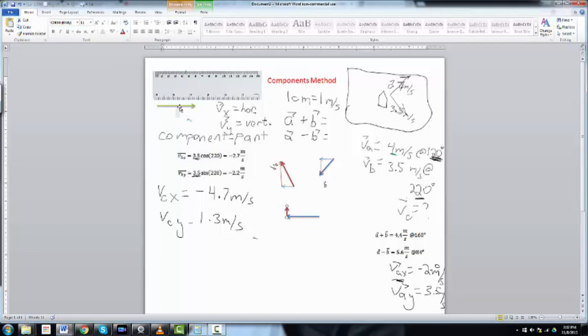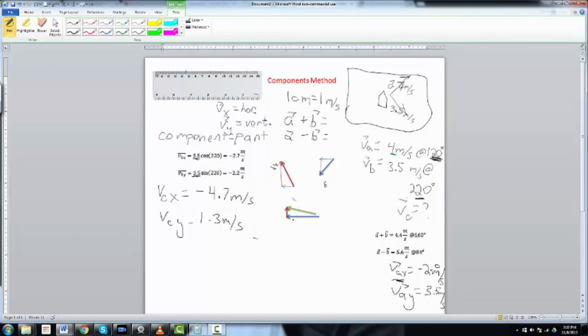So now, to find my C, I've got to figure out a way to find my C length. I know the length of my A. I know the length of my B. So I know A is negative 4.7 meters per second. I know this is a whopping 1.3 meters per second. So how would I find C?